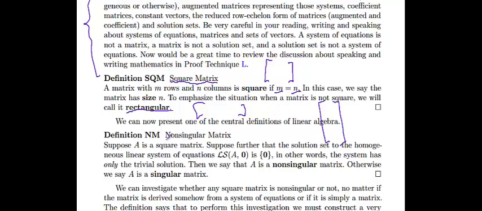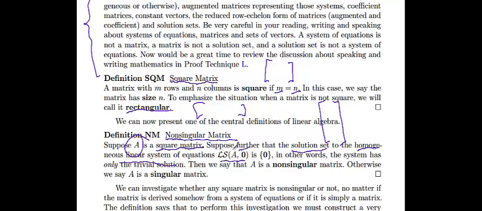Let's define a non-singular matrix. First of all, we're restricting ourselves to the class of square matrices. So you never have a non-singular matrix which is not square. Only square matrices are non-singular. Now suppose further that the solution set of the homogeneous linear system LS(A, 0) is {0}.